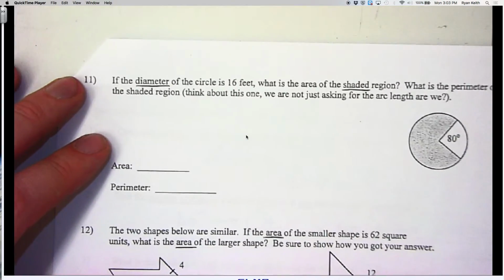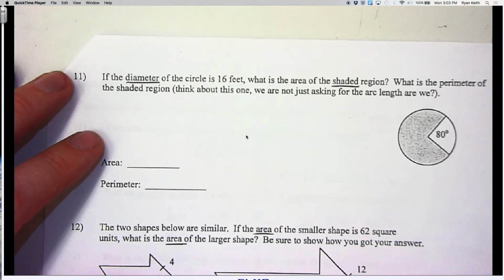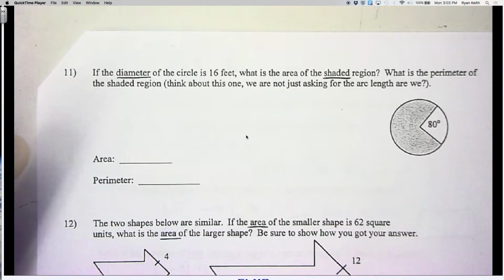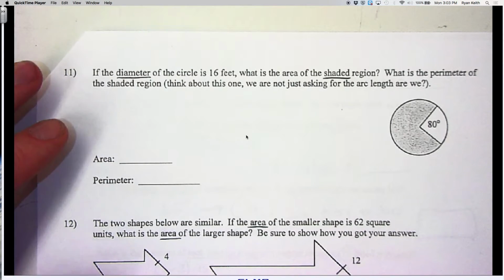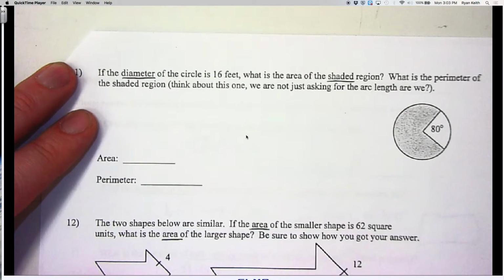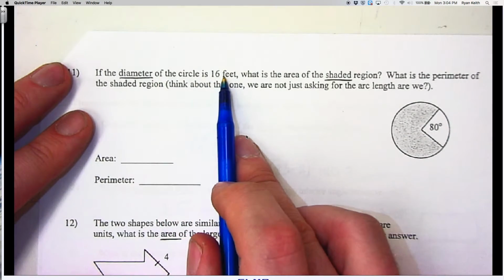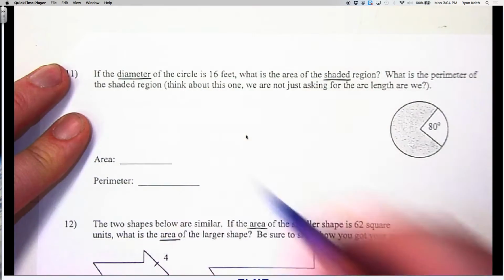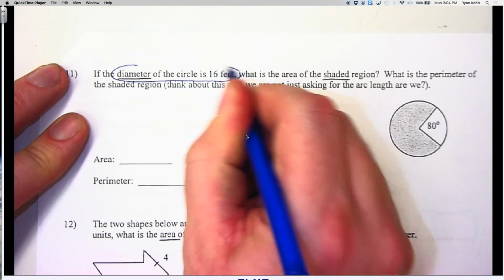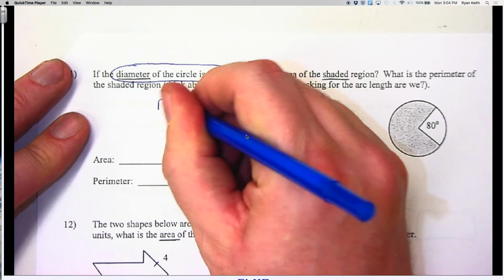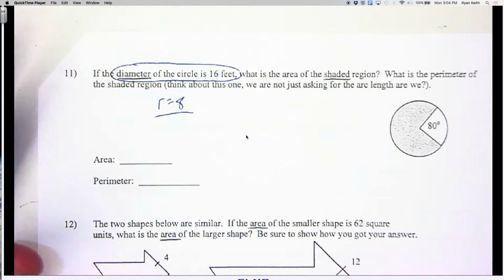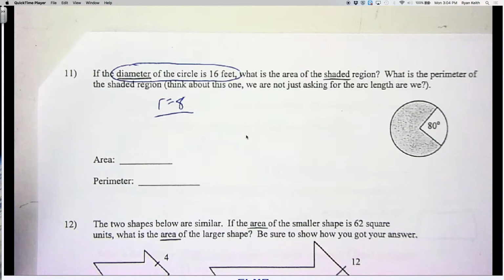Number 11. Maybe there were 3 people who got the perimeter part of this correct, so this was definitely a tough little question. And as you can see, we're almost done. Here we go. The diameter of the circle is 16 feet. Well, someone tells me what the diameter of a circle is. My first thought is just to go ahead and write down the radius. Maybe I won't need it, but probably I will, and it's good to just write down what it is.